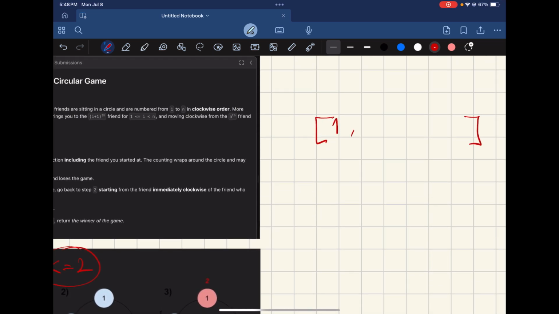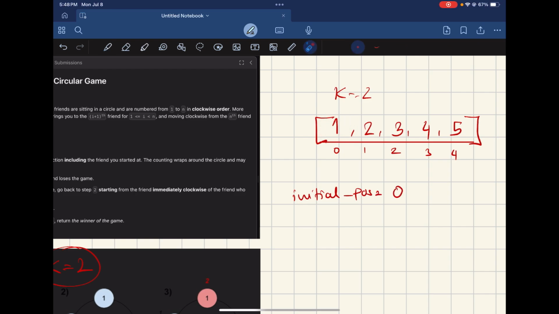So 1, 2, 3, 4, 5, and for this example, k is set to 2, and these guys have indices 0, 1, 2, 3, 4, right? So we're going to start off with, let's say, an initial position r. This is going to start off from 0 because we're going to start off from the first guy, whoever's at the front of the line. And what we're going to do is find the person who gets eliminated from this guy, right? So we can go 2 steps. This is already 1 step. This is the second step, right? Whoever's at the second step is going to get eliminated.